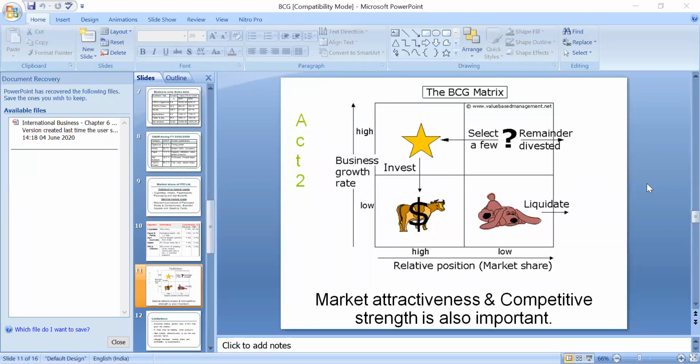It is also called the portfolio matrices. It talks in terms of how attractive the market is and what our competitive strengths are, so that we can hold on to our business portfolios.